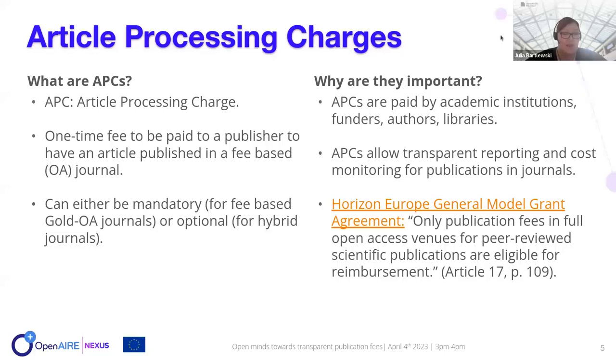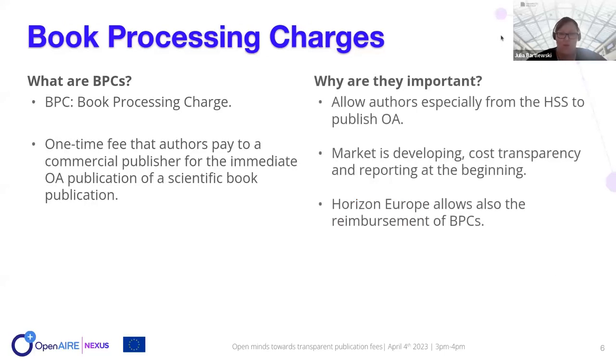So similar to APCs, for open access books, we have the so-called BPCs, the book processing charges. And these are also one-time fees that are paid to publishers to publish a book as open access right from the start. As we noticed, there's an increasing focus on supporting open access books, as it allows especially authors from the humanities and social science to publish open access. In this area, the focus of publications tends to be on monographs rather than journal articles compared to, let's say, the natural science. So the BPC market is developing, which is quite notable, but enabling cost transparency and reporting is still at the beginning compared to APCs.